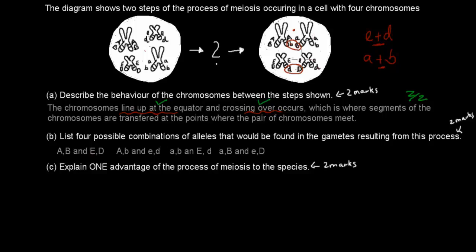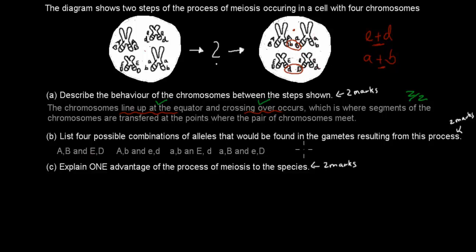And E and D all lowercase, which would be this chromosome. It could get A and B lowercase, which would be this chromosome. And E uppercase and D lowercase, which would be this chromosome. It could get A lowercase and B uppercase, which would be this chromosome. And it could get E lowercase and D uppercase, which would be this chromosome. But yeah, these are just four.